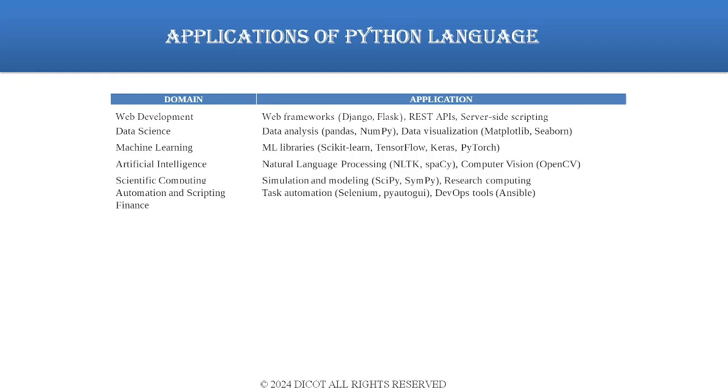Finance: quantitative finance, algorithmic trading, risk management. Python is used for financial modeling, automated trading strategies, and managing financial risks. Game development: game engines, Pygame, Panda3D, prototyping game logic. Python aids in creating games, prototyping gameplay mechanics, and developing game logic quickly.